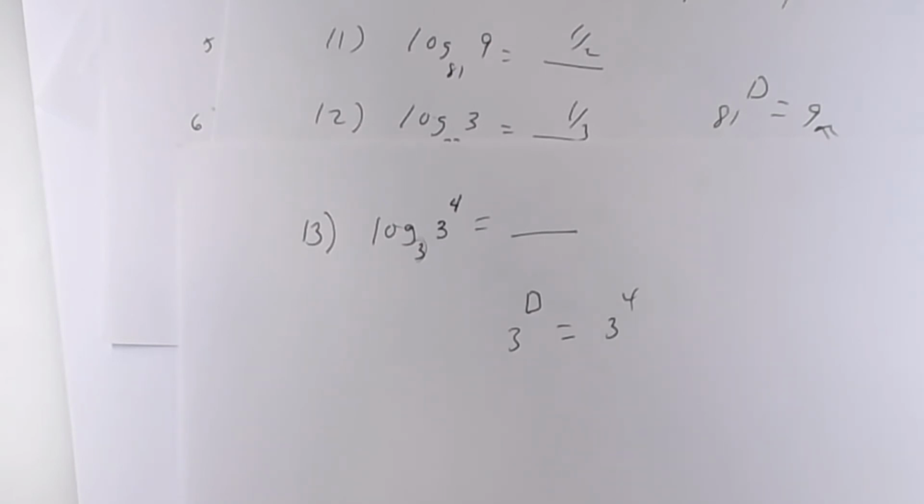You learned in one of the worksheets that when the bases are the same, what can you say about the exponents? They're the same. So what goes in that box? 4. You're not connecting some things. So 4 is the answer.